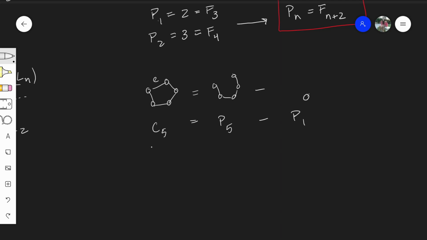In general, if we had started with a cycle graph of size n, the number of ways you could color that cycle graph would be equal to the number of ways you can color a path graph of size n minus the number of ways you can color a path graph of size n minus 4.